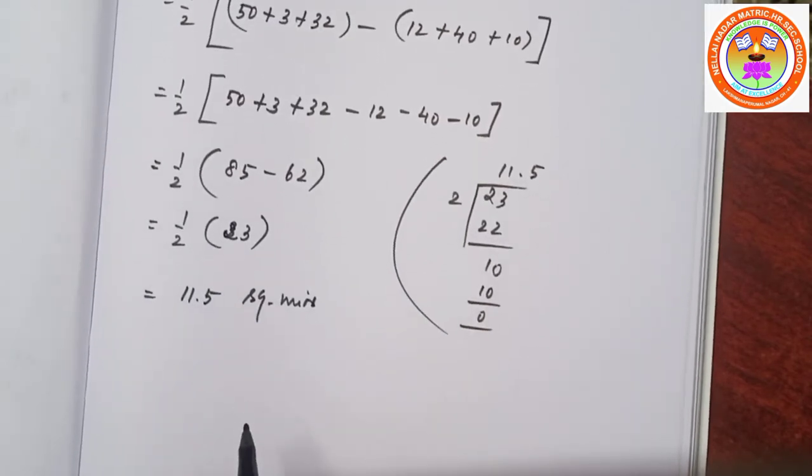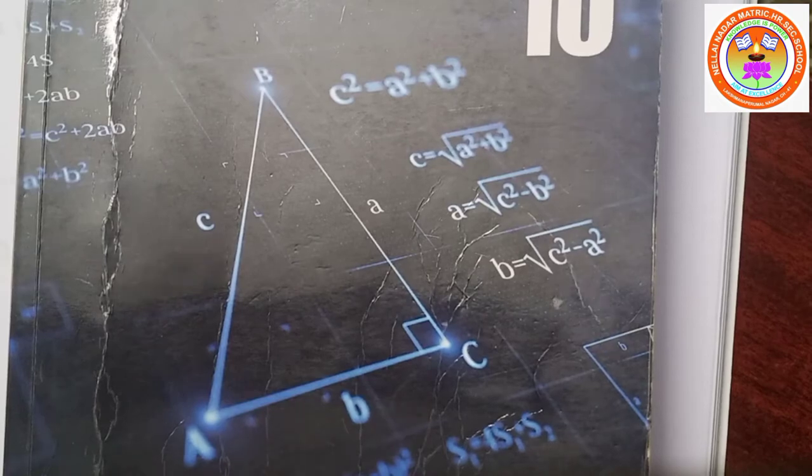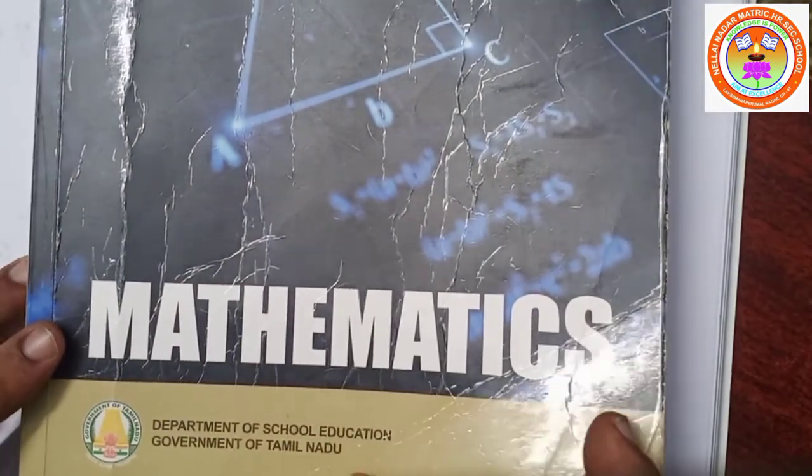Subdivision number 2 is also over. So problem number 1 is completed. I will be teaching problem number 2 in the next video. Thank you, children. Students, this is Sivakumar, 10th Standard Mathematics, Chapter number 5, continuation of exercise 5.1.